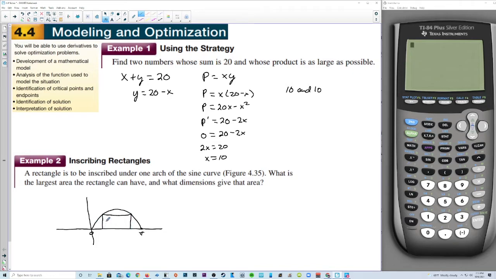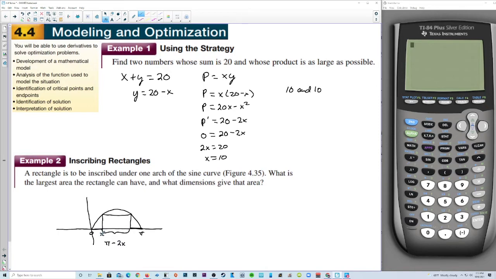Now we're going to assume that the rectangle is centered under the arch. So if we pick an arbitrary x value, that means this distance right here is x. Well, that means this distance over here is also x. So the base of this rectangle is pi. That'd be 0 all the way to pi, and we'll minus out these two x values. So minus 2x, there's the base.